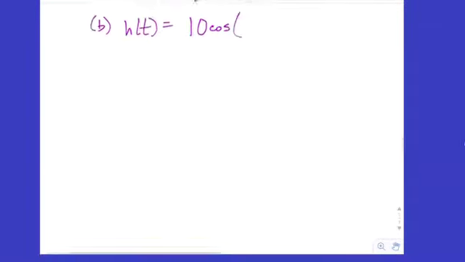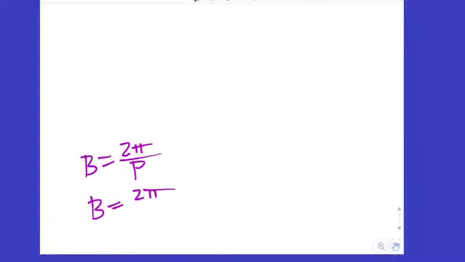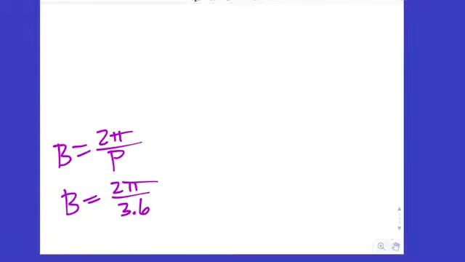Yeah, they are. So remember that B is equal to 2 pi over P, just like P is 2 pi over B. So the B value is 2 pi over 3.6. And we can simplify that, right? That's the same as pi over 1.8. Now, how does that look to y'all? Are y'all okay with that?